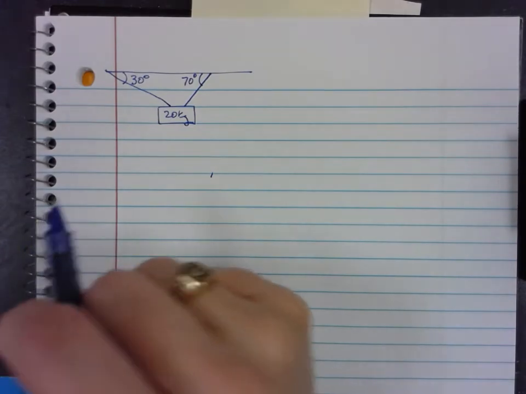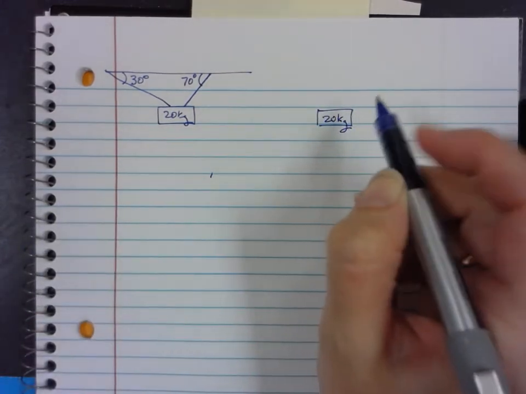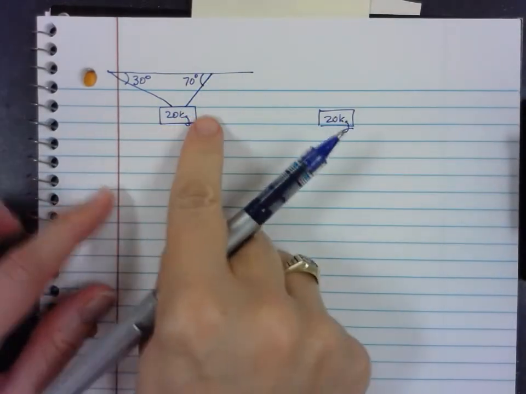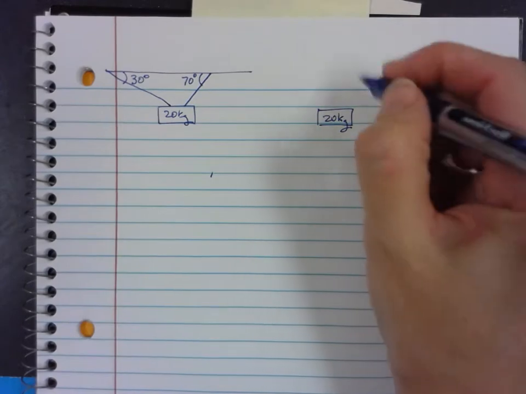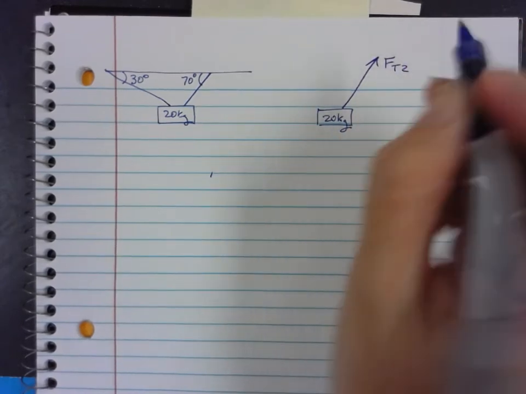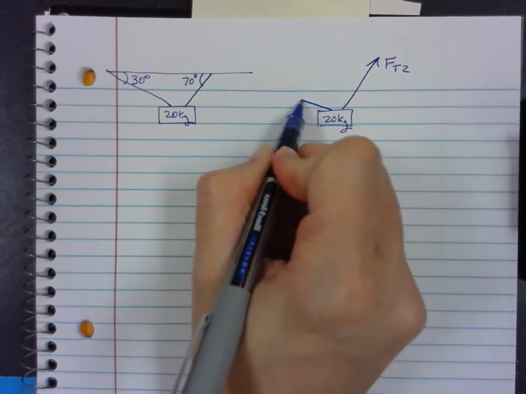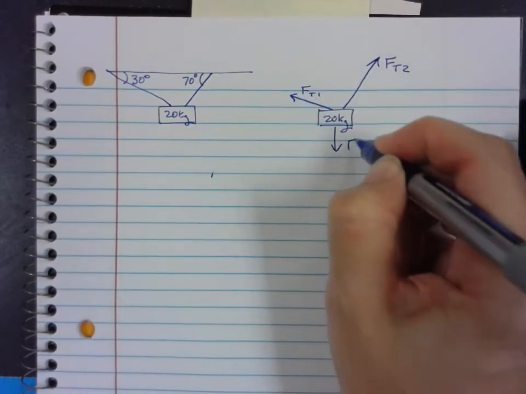So if I draw my free body diagram, I know that FT2 is going to be a whole lot more than FT1. So I'm going to draw it same angle, but I'm going to make it pretty long, FT2. And then here I'm going to make shorter, FT1. And of course there's FG.